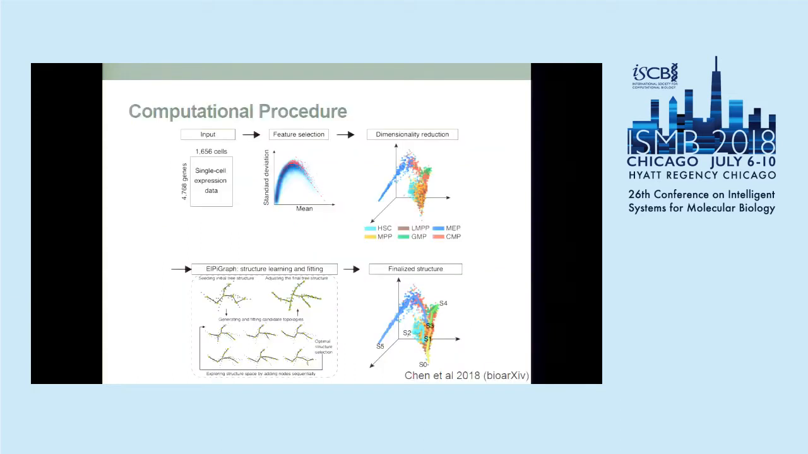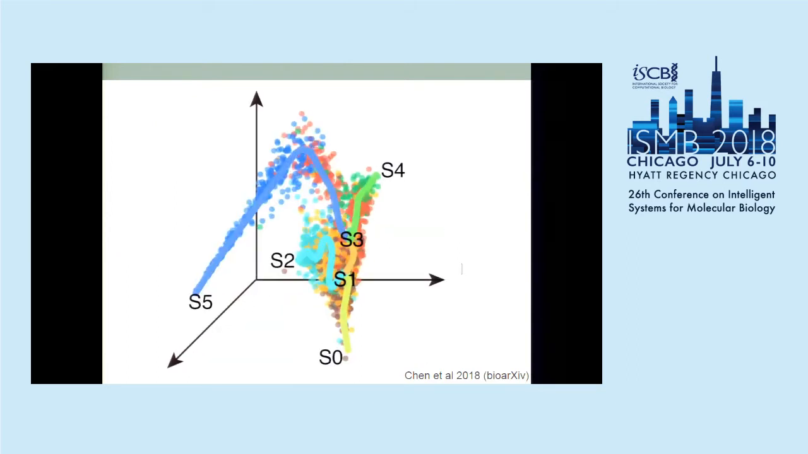So in our STREAM pipeline, starting with the single cell expression matrix, we first do feature selection to select the most variable genes as the features for the following dimensionality reduction. And in the reduced space, we use the newly developed method Epigraph to do simultaneous structure learning and fitting. This is also a very nice collaboration with the NoEF lab, and the main developer of Epigraph, Luca Albergante, is also in this conference room. If you want to know more about details, you can go find him. And finally we can finalize the structure.